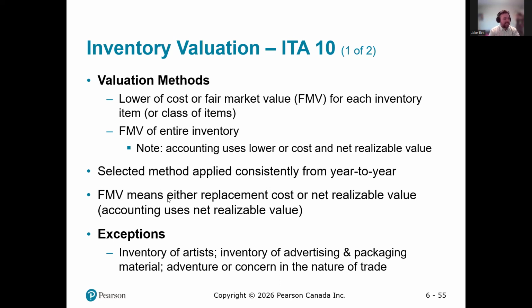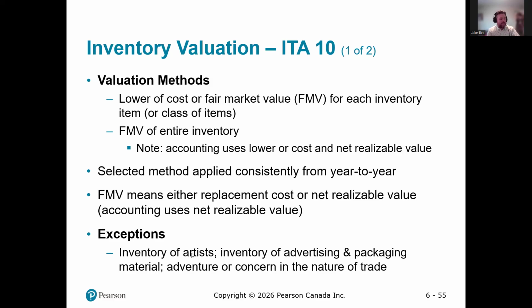And fair market value means either the cost to replace it. If this broke and I needed to buy a new one to replace it, how much would that cost? Or if I was to sell this, how much would I get? So replacement cost or net realizable value. Accounting focuses only on net realizable value. So fair market value is basically the price on the market, how much it would cost to buy or how much you could sell it for. Whichever is more available, you can use that as your basis.